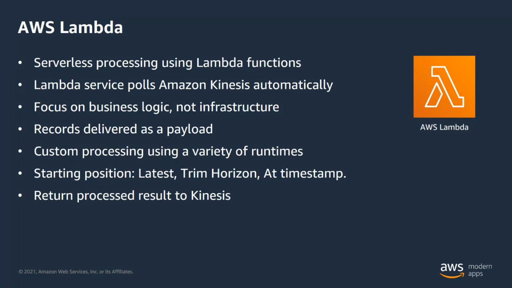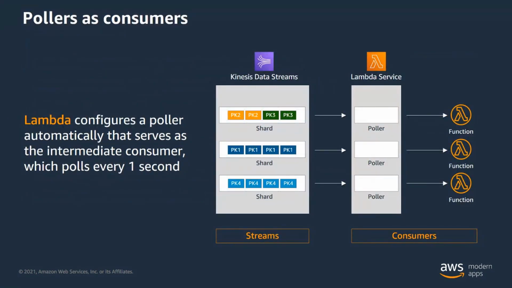In the event source mapping, you can also configure a starting position for records. You can process only new records, all existing records, or records created after a certain date. Once a Lambda function is finished processing, it returns the result to Kinesis. For each shard, Lambda configures a poller that polls the shard every second and invokes your Lambda function when records are available. The poller is managed internally by the Lambda service.